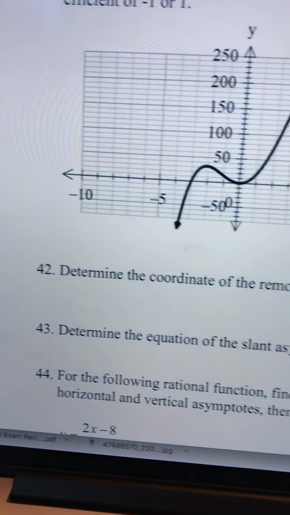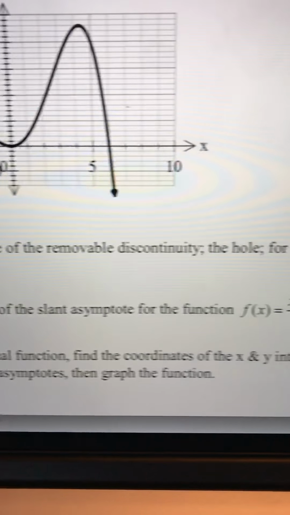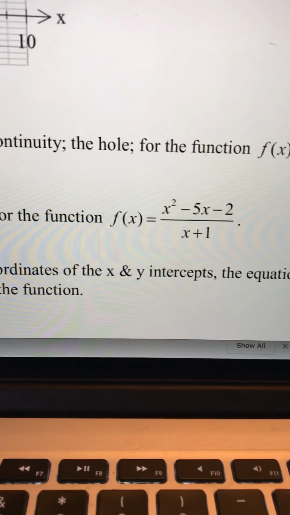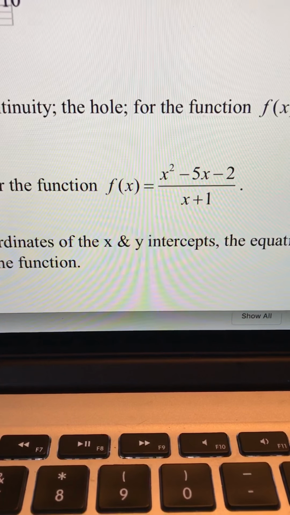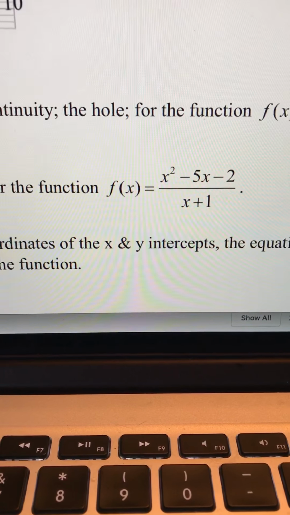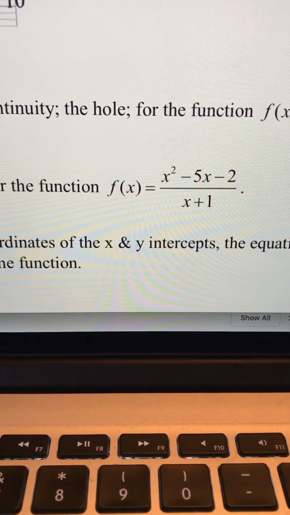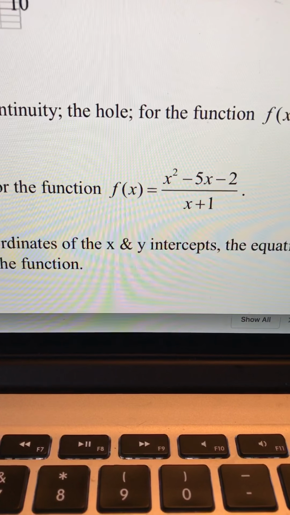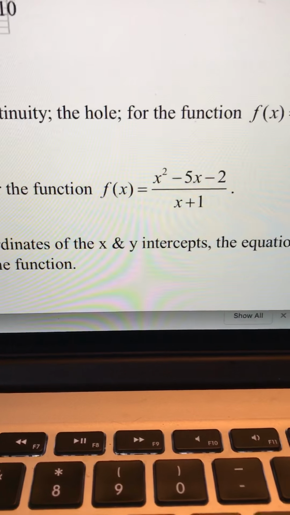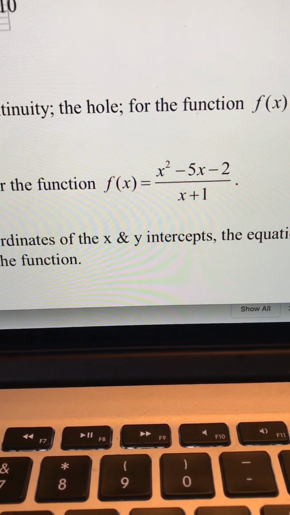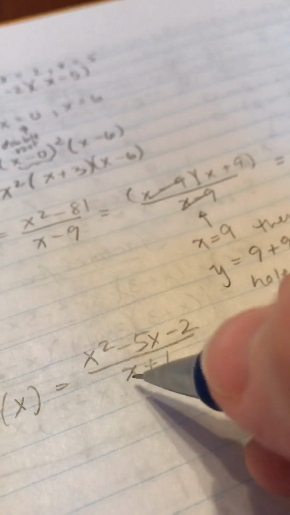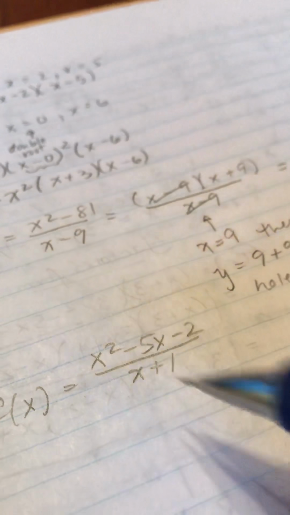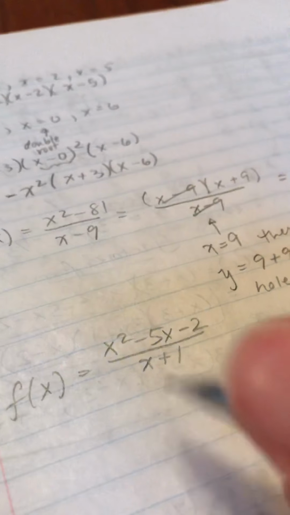Number 43 says determine the equation of the slant asymptote for the function f of x equals x squared minus 5x minus 2 all over x plus 1. All right, a slant asymptote is often called an oblique asymptote, and it only happens when the degree of the numerator is one more than the degree of the denominator, so it's a linear quotient, so that tells you the graph goes off linearly. It doesn't have a horizontal asymptote.